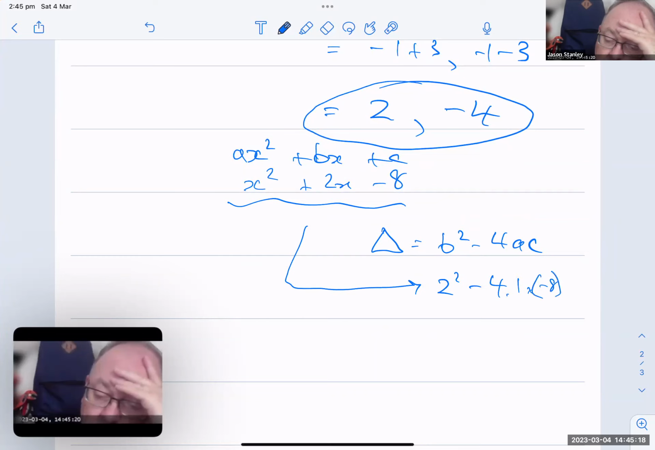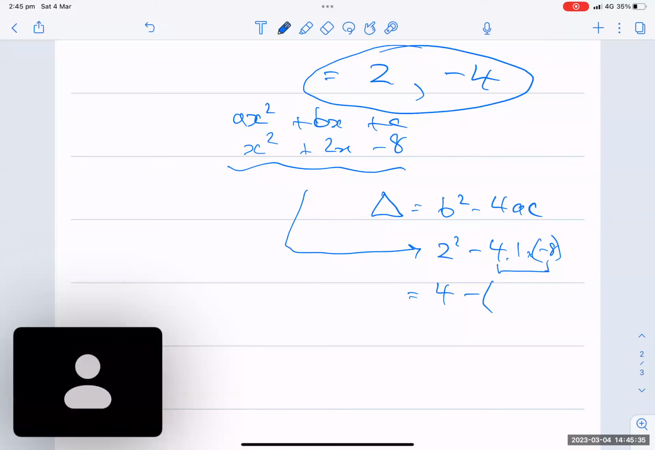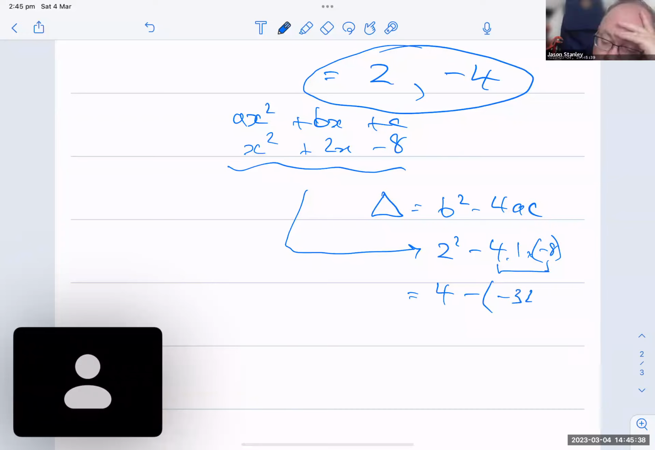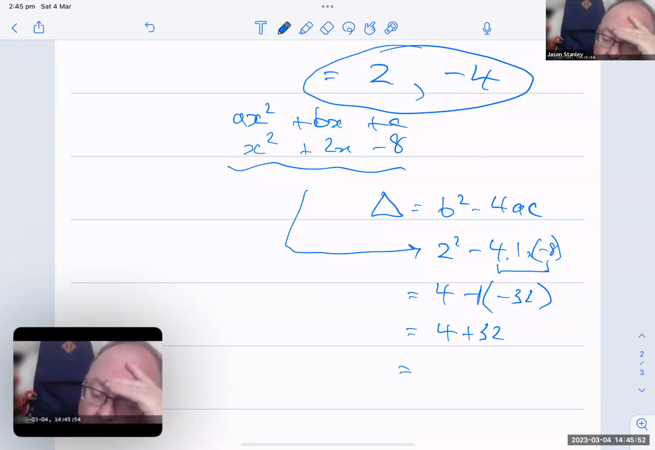It's better sometimes to use brackets. Okay, so what we've got is 2 squared is 4, take away, now put a bracket in, 4 times -8 is what? -32. Now, the reason that I put the brackets in was so that you didn't lose the case of the minus minus. So that's -1 in disguise. So -1 times -32 is +32. So this is actually 36.